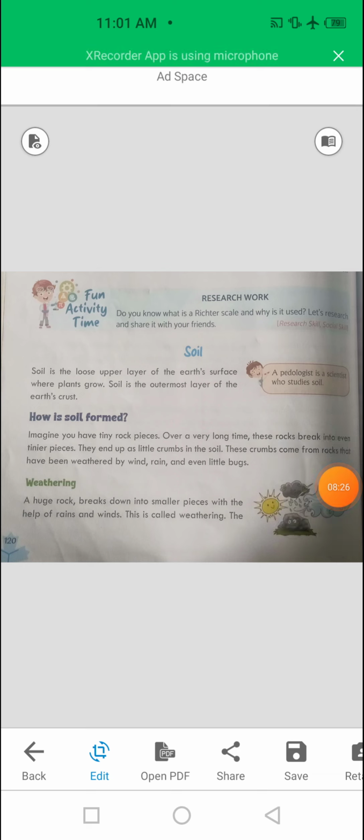Here a research work is given. Fun activity time. Do you know what a Richter scale is and why it is used? Let's research and share it with your friends. So this is research work for you.